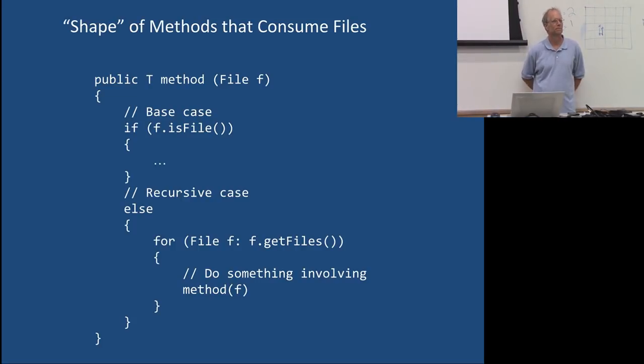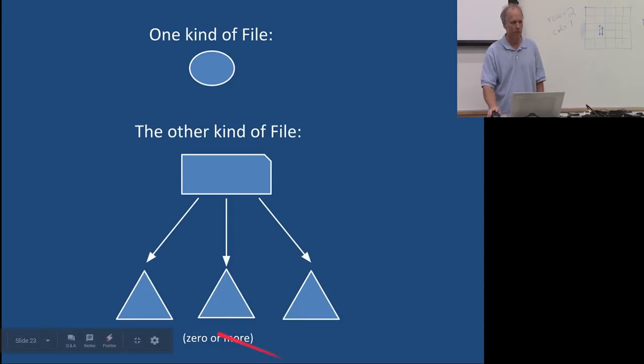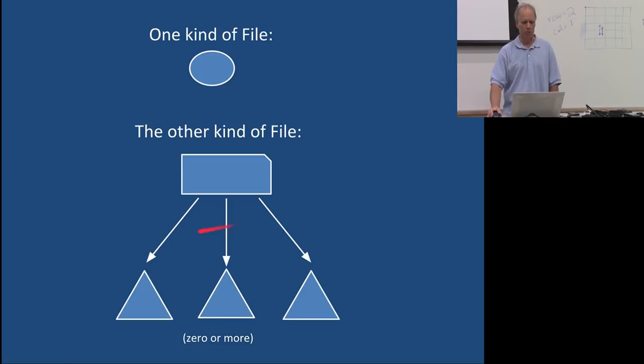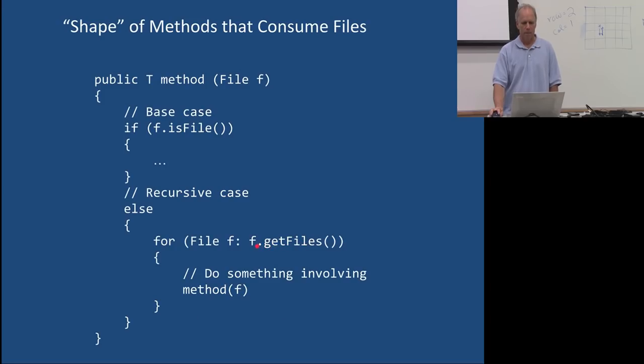Yes? Because you don't know exactly how many documents or file folders are in a certain... Right. We don't know. In the other case, we always knew there were exactly 2 pedigree trees. In this case, there's no set number. So you have to have a loop that will deal with them all. But it's easy to do that. F.getFiles returns all the file systems that are under a folder. And then we just make a recursive call on each of them.